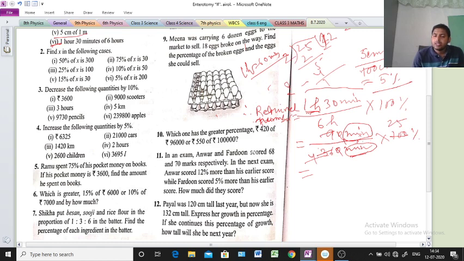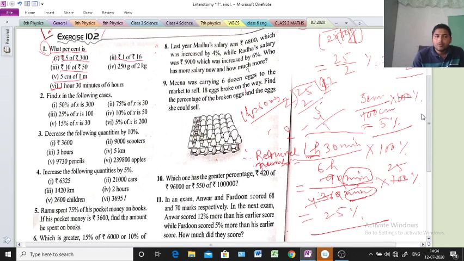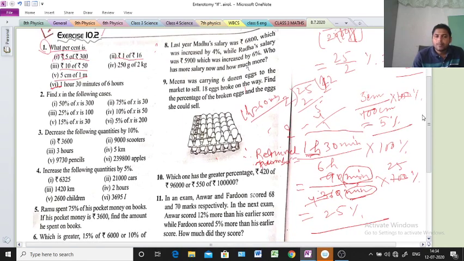So that means we are getting 25%. Clear? So that is the required number. According to the question we are finding what percent, so 25% we are getting. Clear? Next, I hope all problems from question number 1 are clear.